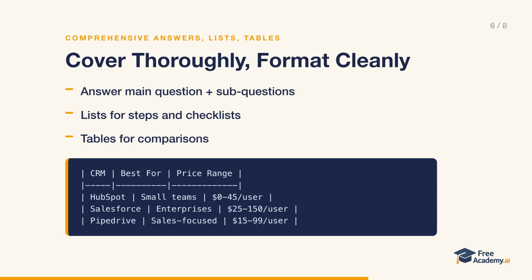Then use lists and tables because structured data extracts extremely well. Use lists for steps or criteria, like a selection checklist, and tables for comparisons. The example on screen compares 3 CRMs by who they are best for and their price range. That kind of clean table is exactly what an overview can lift directly.